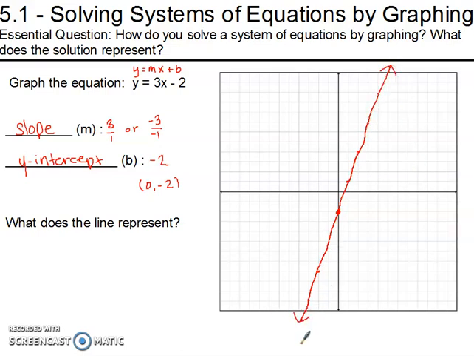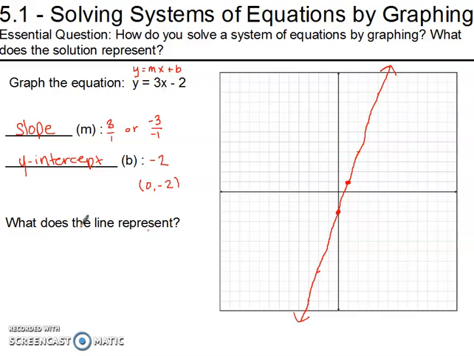This graph represents every possible x-y pair that will solve my equation. So for example, if I plug in an x value of 1 to this equation, then I should expect to get out a y value of also 1, because the point where x is 1 has a y value of 1. If I plug in an x value of 2, the point on the line at 2 has a y value of 4, which means when I plug in a 2 for x, I should get a 4 out for y.